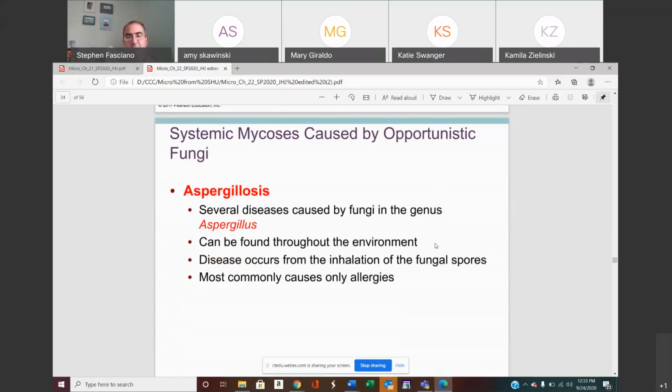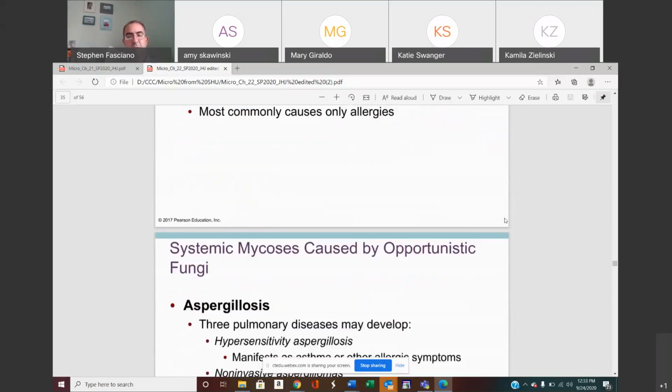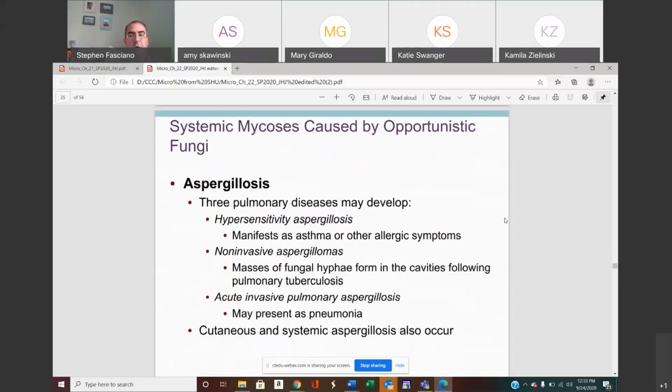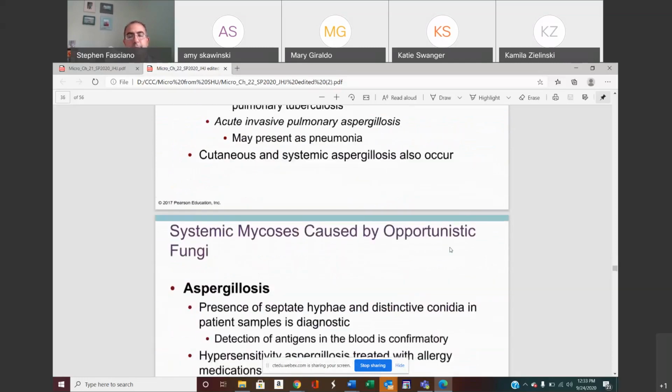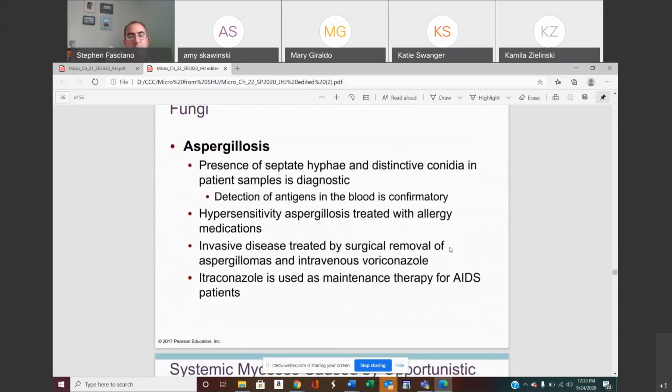They can be found throughout the environment. Again, disease occurs from inhalation of the fungal spores, most commonly causes only allergies in people. But there are 3 pulmonary diseases that can develop from it.